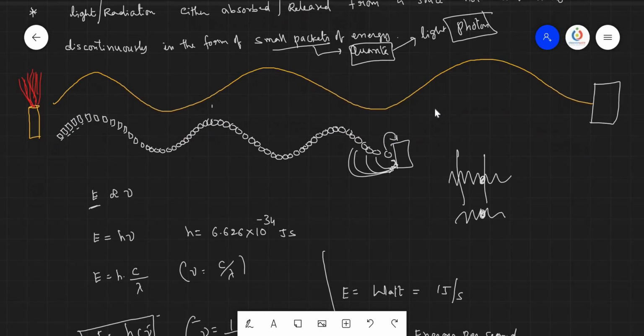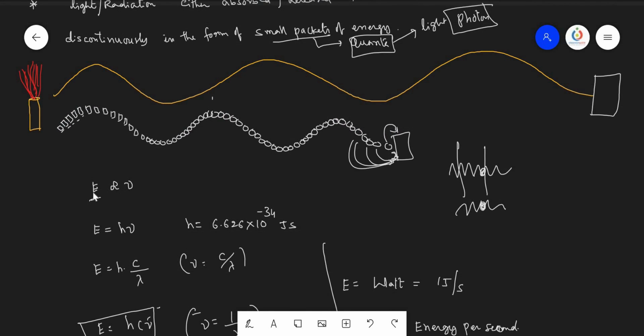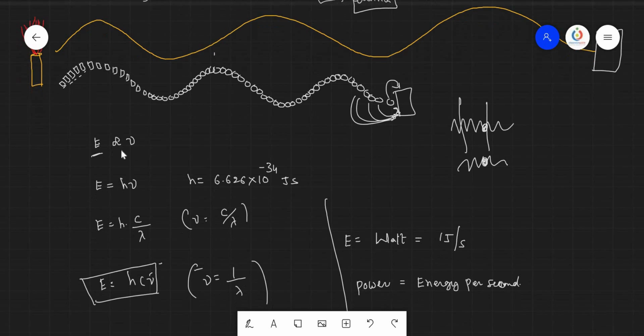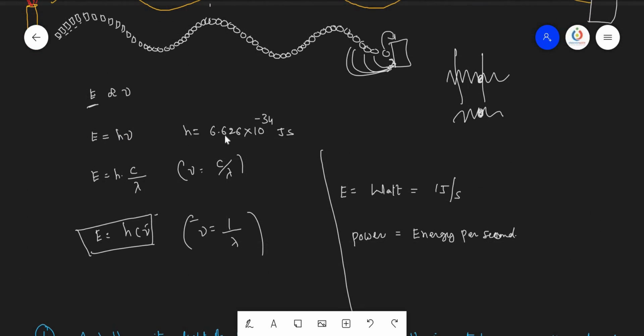So let us see here, the energy of each packet of energy is directly proportional to the frequency. Frequency means, as we said already, the number of waves that pass through a fixed point. When the number of waves increases, automatically more photons will be present in that particular length. When the number of photons increases, automatically we can say that the energy of the light also increases. So E is directly proportional to the frequency. And here let us replace this proportional symbol using a constant: E equals h nu, where h is the Planck's constant, whose value is 6.626 times 10 power minus 34 joule seconds.